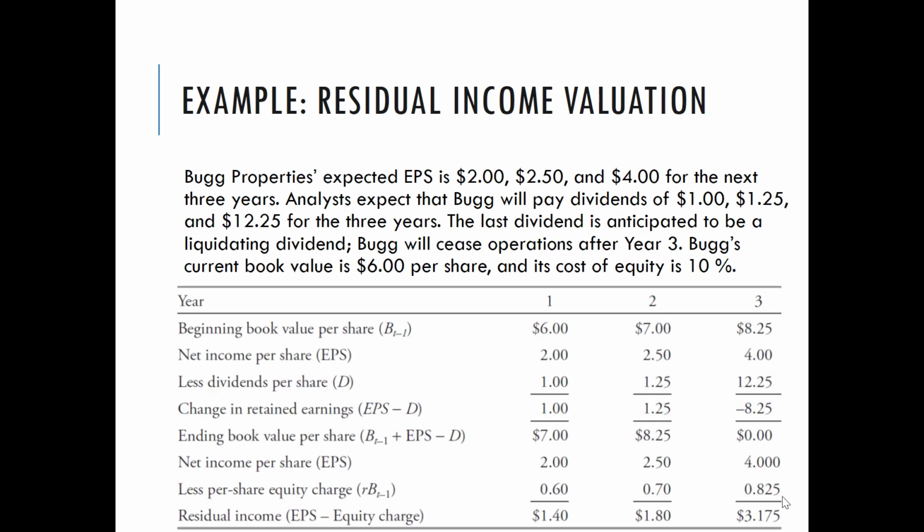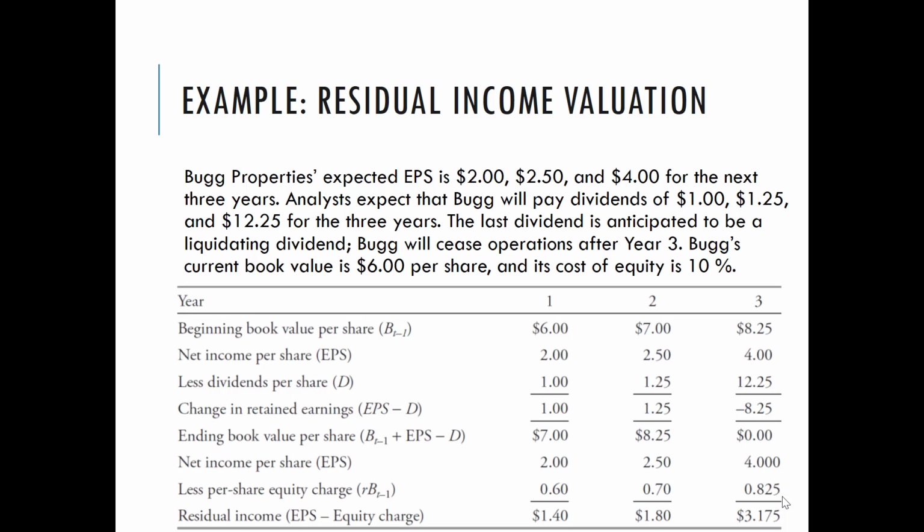So when we're looking at residual income valuations, there are a few different ways to do it. In an exam situation, you might begin with something like this, where you're given the earnings per share for a number of different years. You might be given some other information about dividends, about $1, $1.25, and $12.25 for the next 3 years. The last year is a liquidating dividend, and they will cease operations after year 3. You're also given the current book value, and the cost of equity being 10% in this case.